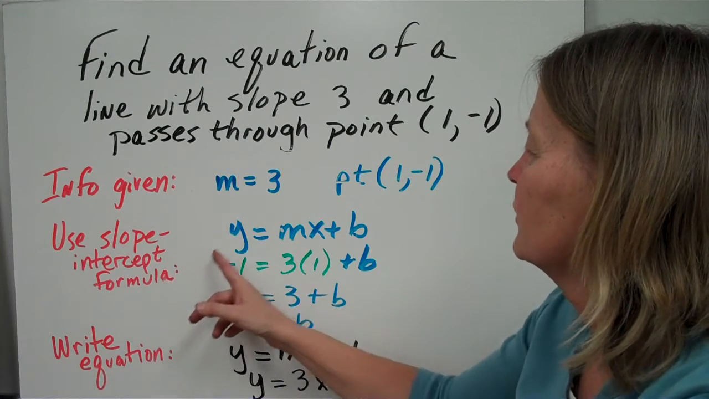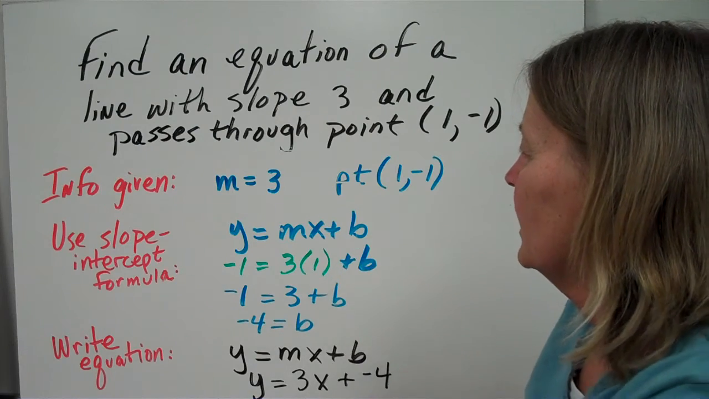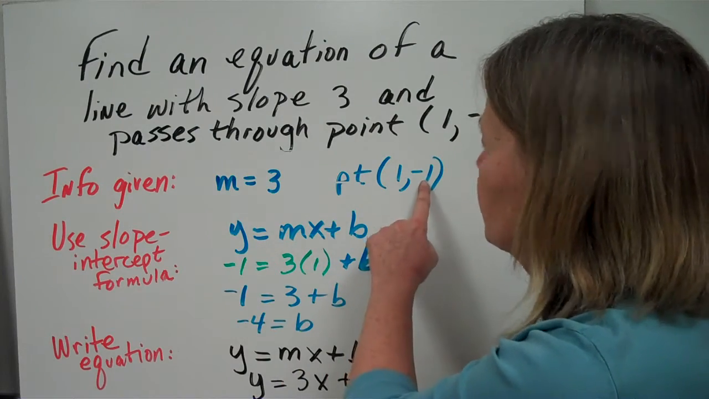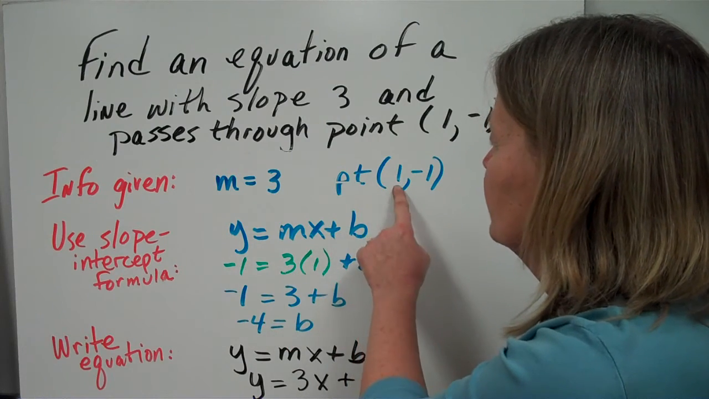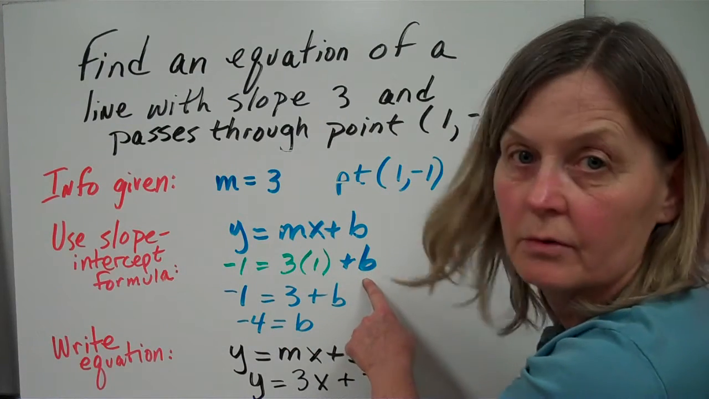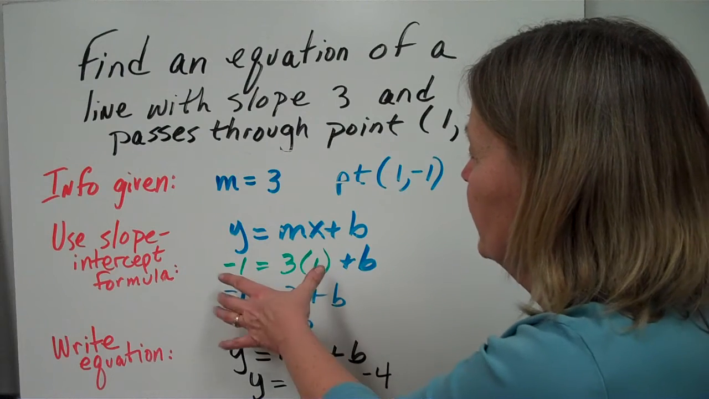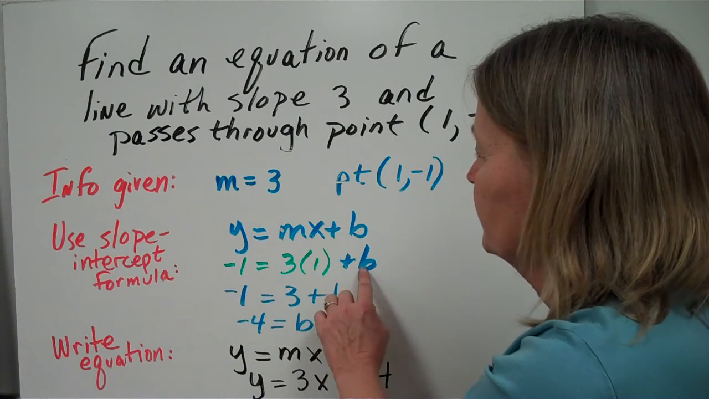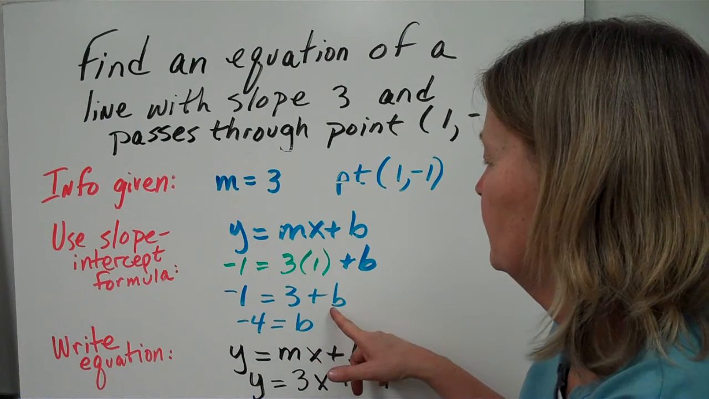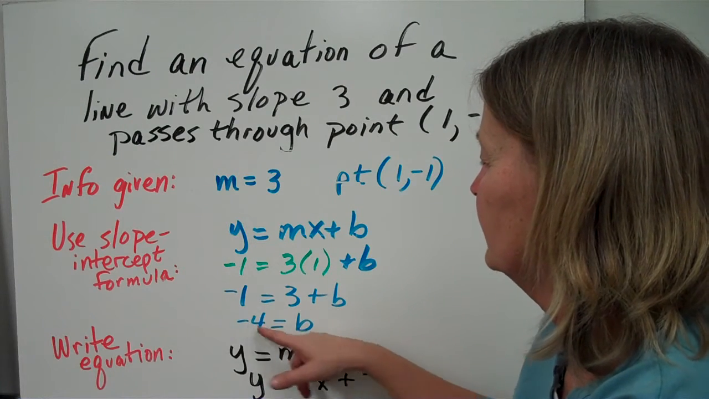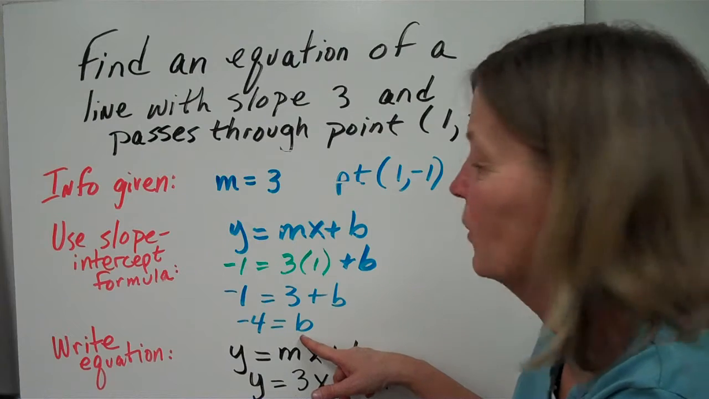So what you do is you take your slope-intercept formula, and in place of y, we're going to put a y value, -1. M, we're going to put the 3. In place of the x, we're going to put a 1, and we don't know the b. So we have everything filled in the formula except our b here. Negative 1 equals, it becomes a positive 3 plus b. Subtract 3 from both sides, and we get b is -4.